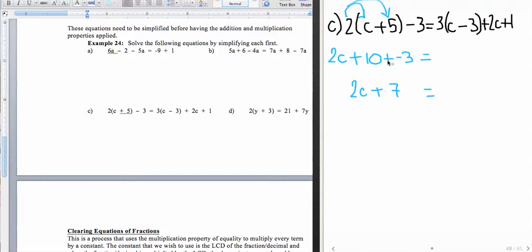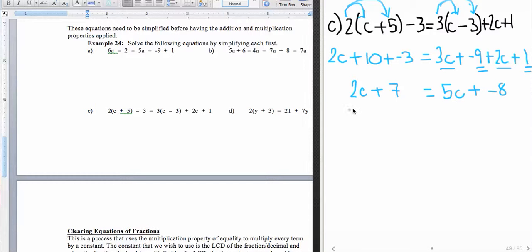Now that I've simplified the left-hand side completely, I'm going to go up here and I'm going to simplify the right. So on the right-hand side, I'm going to distribute here, and I'm going to distribute here. So 3 times c is going to give me a 3c, and then plus 3 times a negative 3, which is going to give me a negative 9, and then plus a 2c, and then plus a 1. Now on this side, I have like terms in the c terms, and I have like terms in these constant terms, and so I'll want to combine those like terms. 3c and 2c gives me 5c, and negative 9 plus 1 gives me a negative 8.